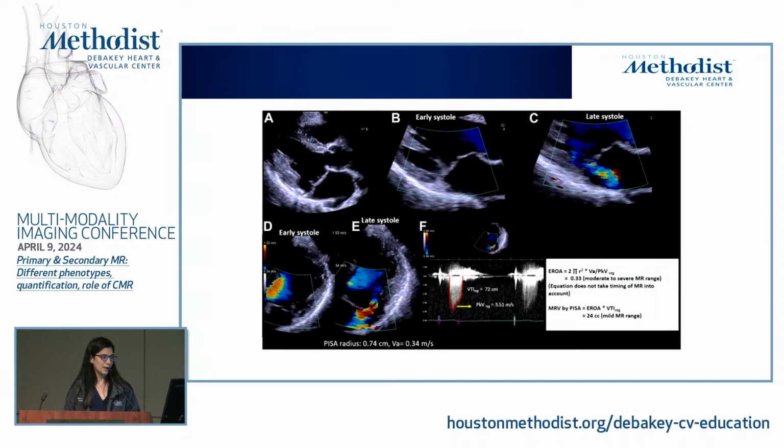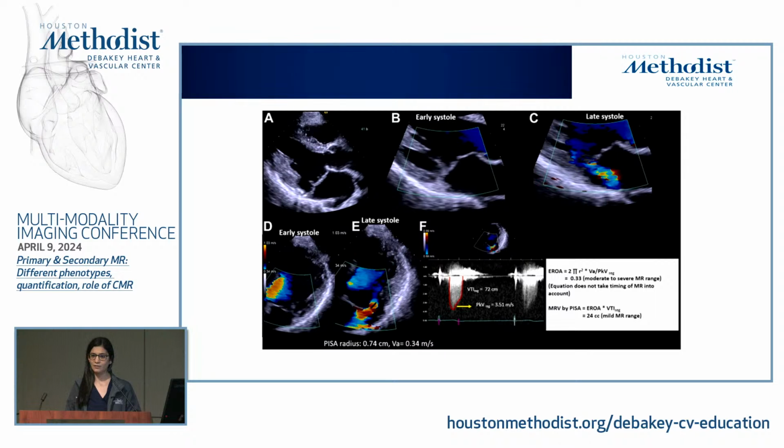So if we take this example of late systolic MR, if you're getting your PISA and just looking at your EROA, then you're going to measure your PISA radius, and that's going to give you an EROA that's more consistent with moderate MR because you're relying on one frame. PISA at this point gives you an EROA in the moderate range.